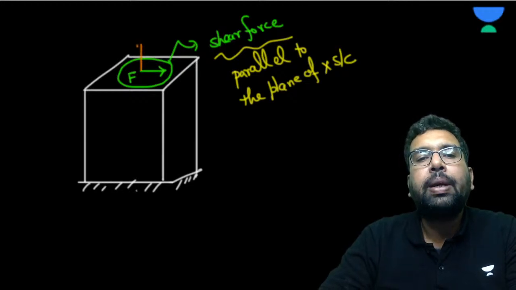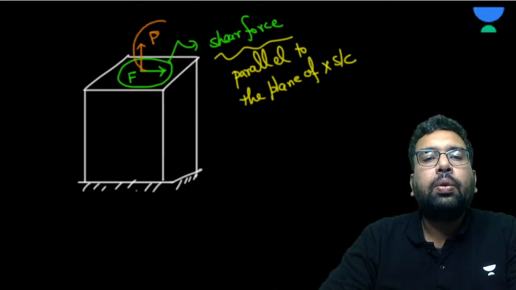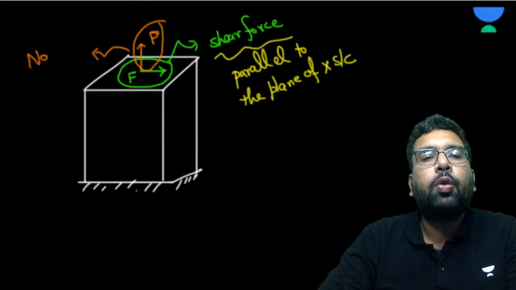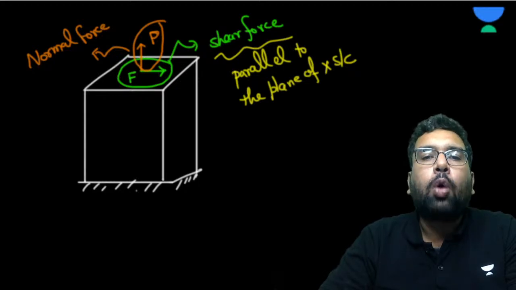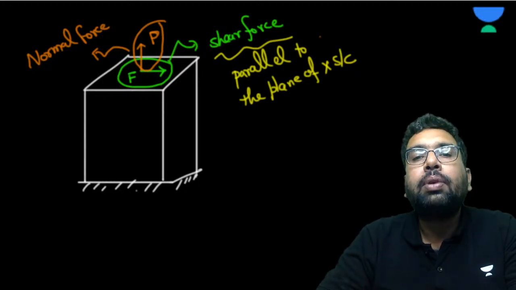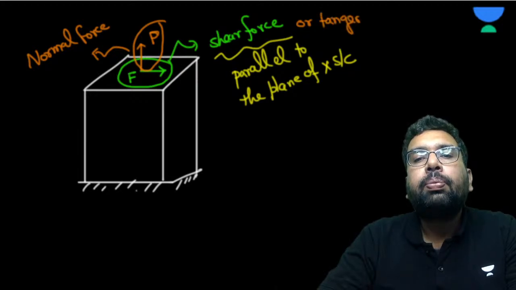Now if I see this P, please understand this. This P happens to be the normal force. Why is it called the normal force? Normal to what? Shear means parallel. Sometimes it is also known as tangential force, right? Sometimes people call it tangential force also.